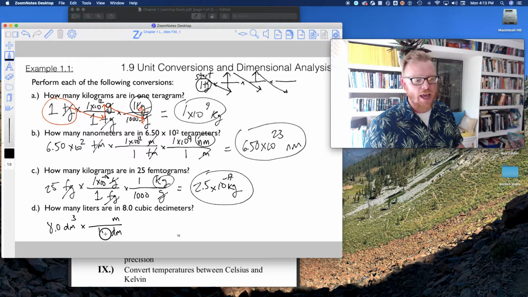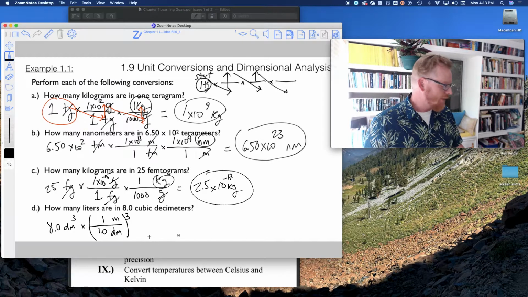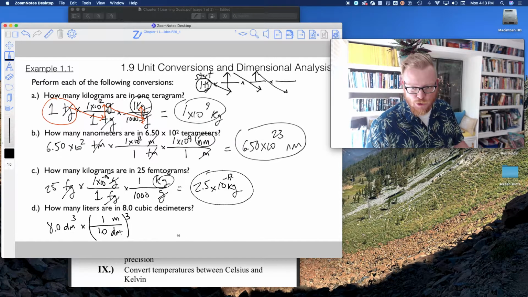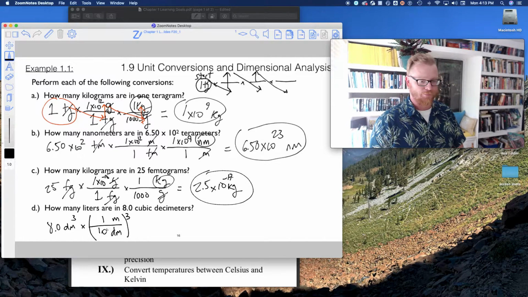Well, I know that there's 10 decimeters in 1 meter. But now look what I can do. I'm going to put a parenthesis around this whole thing and cube it. Now when I cube this, that means in 1 cubic meter, there's 10 to the 3 cubic decimeters. Remember, if I cube the unit, I have to cube the number. So you could apply that 3 and recognize that that's got to be 10 to the power 3, 1 to the power 3, m to the power 3, dm to the power 3.